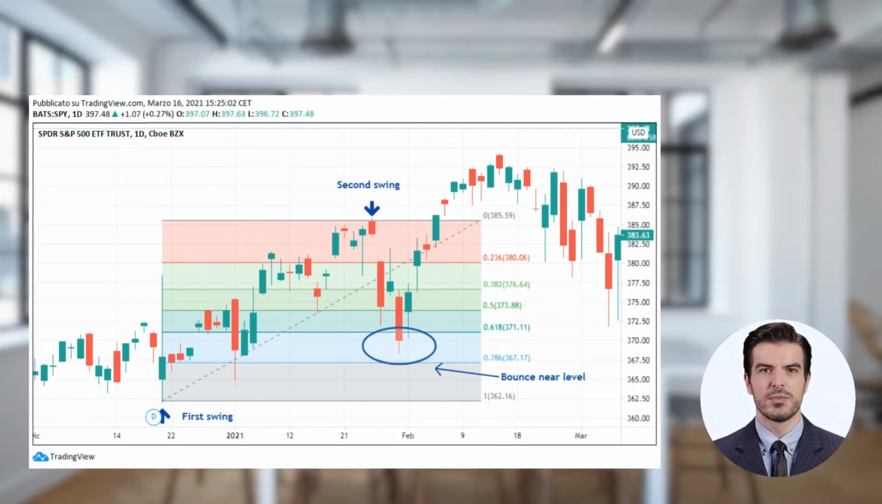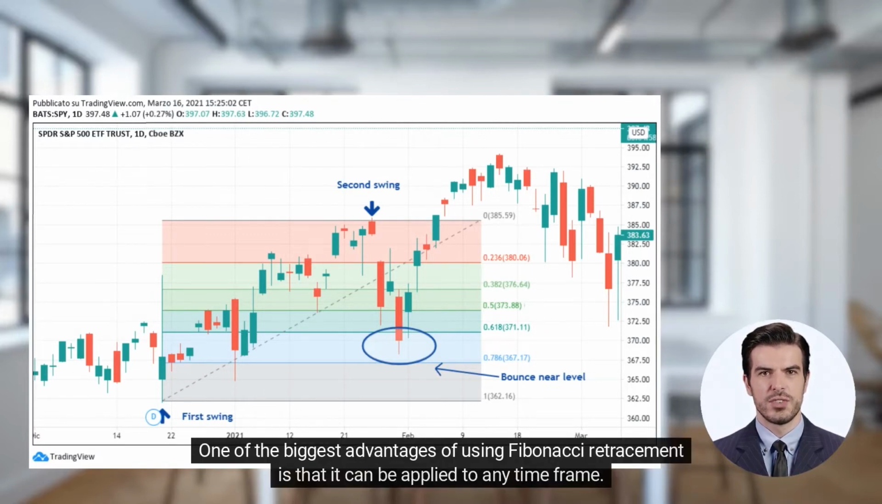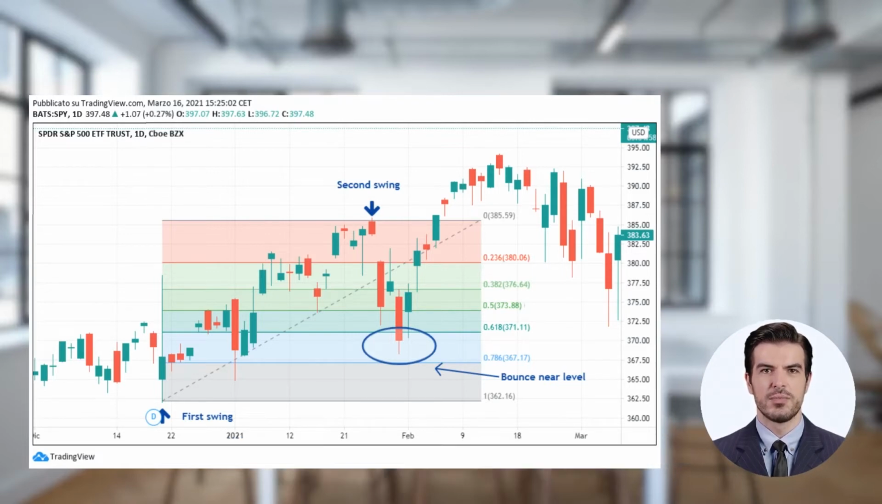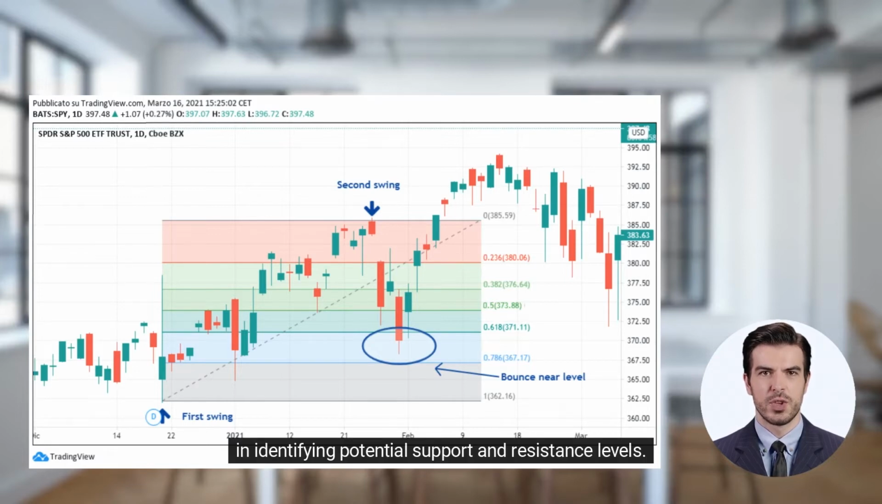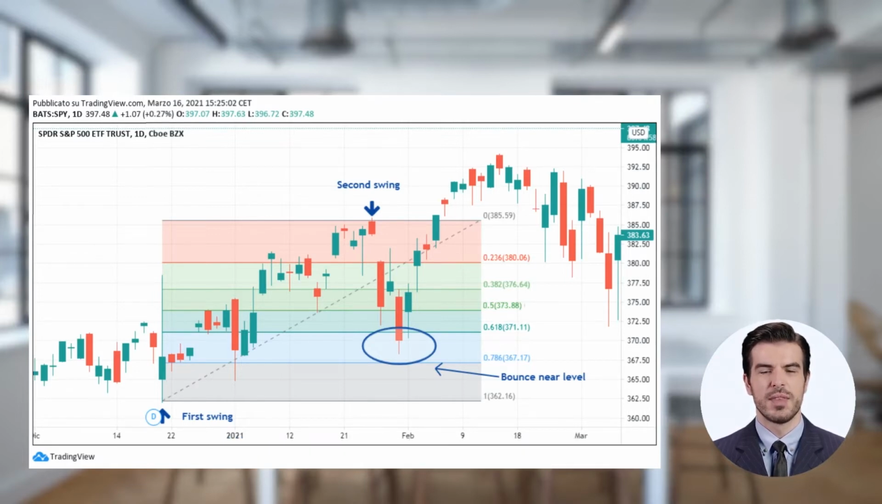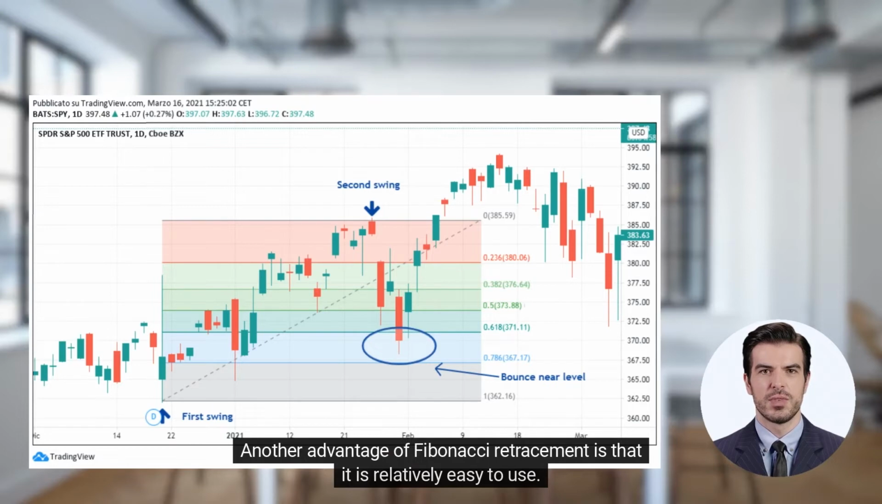The pros. One of the biggest advantages of using Fibonacci retracement is that it can be applied to any time frame. Whether you are looking at a long-term chart or a short-term chart, Fibonacci retracement can be useful in identifying potential support and resistance levels. Another advantage is that it is relatively easy to use.